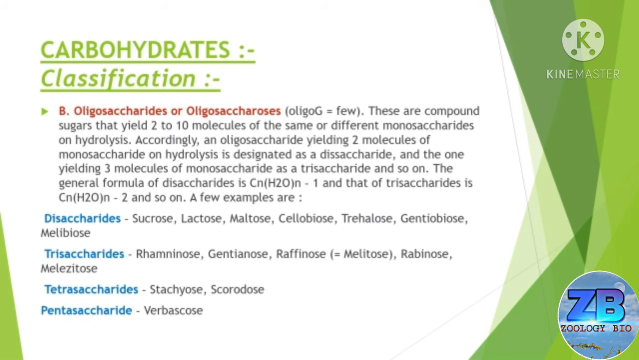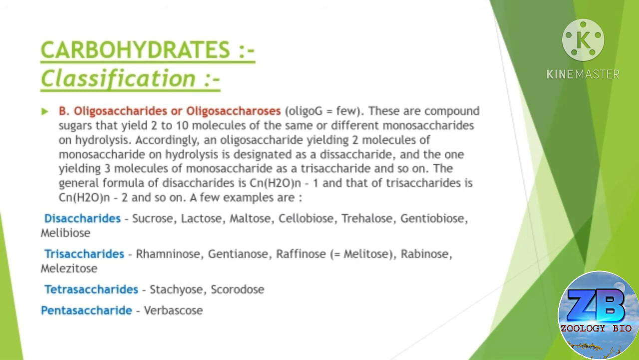Now the second group of carbohydrates is oligosaccharides. It derives from the Greek word oligo, that means few. These are compound sugars that yield 2 to 10 molecules of the same or different monosaccharides on hydrolysis. Accordingly, an oligosaccharide yielding 2 molecules of monosaccharide on hydrolysis is designated as a disaccharide, and the one yielding 3 molecules of monosaccharide as a trisaccharide, and so on.